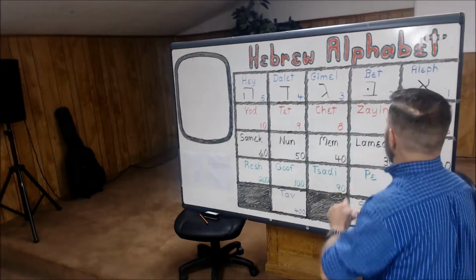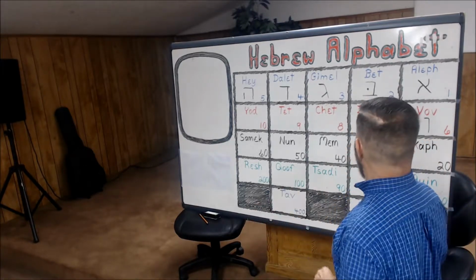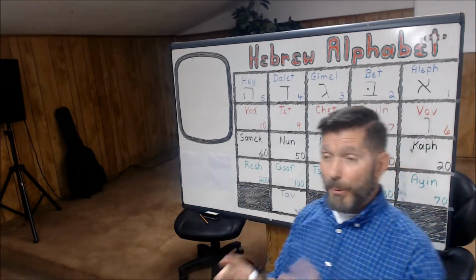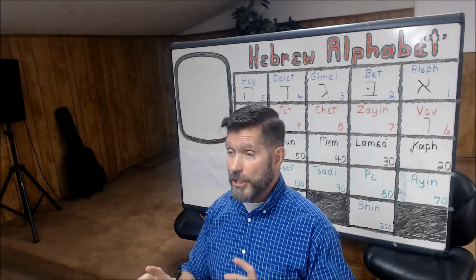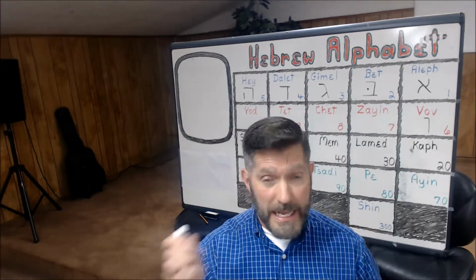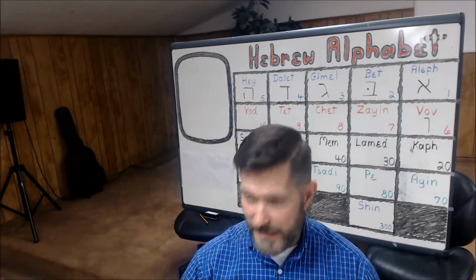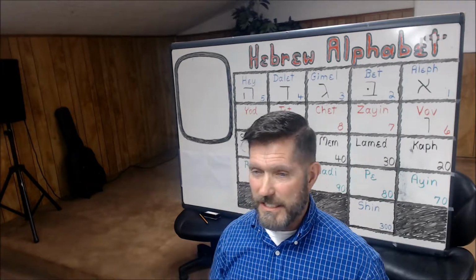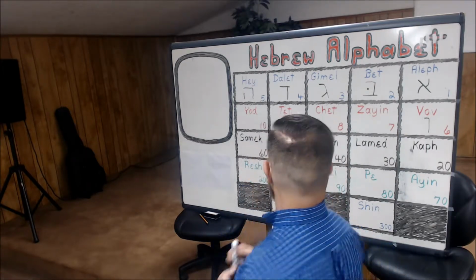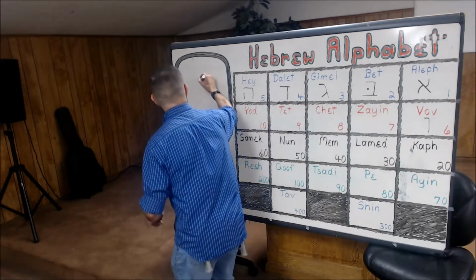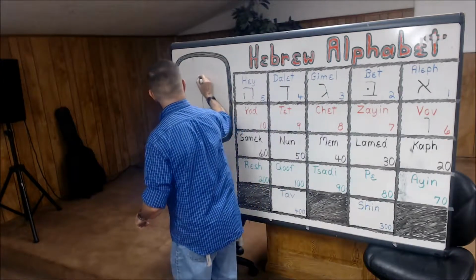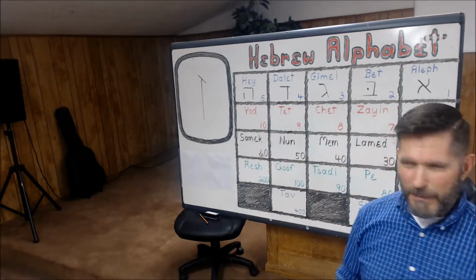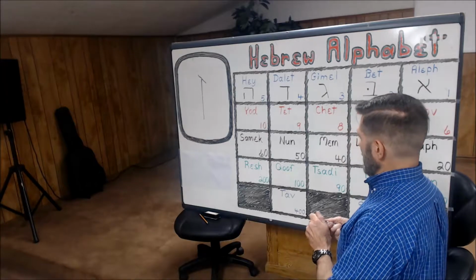Okay, now the letter Zayin, Z-A-Y-I-N, looks real similar to the Vav. In print, sometimes they're a little difficult to tell apart. When in doubt, it's probably going to be a Vav, because the Zayin is not a really commonly used letter. It looks like this. It's a long line and a diagonal line at the top. You see how they're real similar? They can be easily mistaken for each other in print.